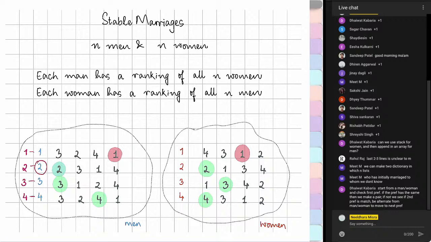But we do have to be careful about what happens when this is not mutual. Then instead of jumping to the second preference directly on both sides, should we try and make some tentative arrangements and then try to sort of explore this further?